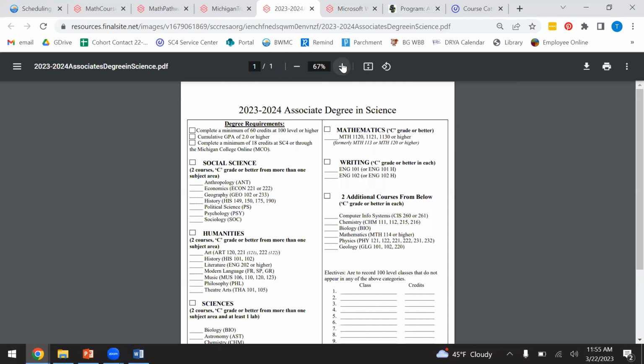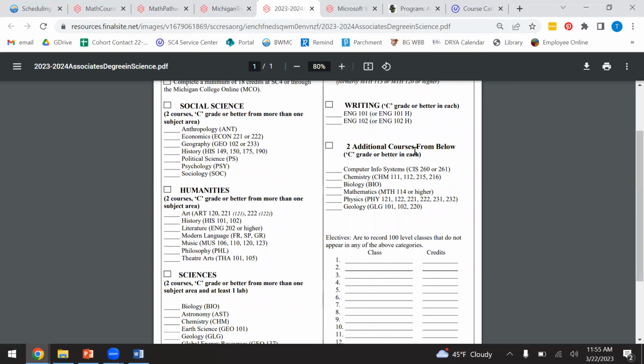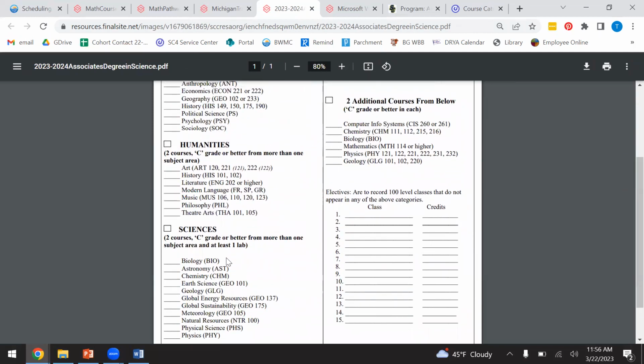To scroll closer back in and look at it in detail, the additional courses for the science degree are: you just need 2 more courses from this list. The CIS classes included here are programming classes, so if you were thinking about going into computer programming, they give you that option. They include higher level math, like Math 114, which is Calc 1, or higher, and some other specific science requirements can count. Typically, if somebody's going into a science field, you will probably end up taking more than just the 4 classes required between these 2 categories, but that's the minimum for the degree.